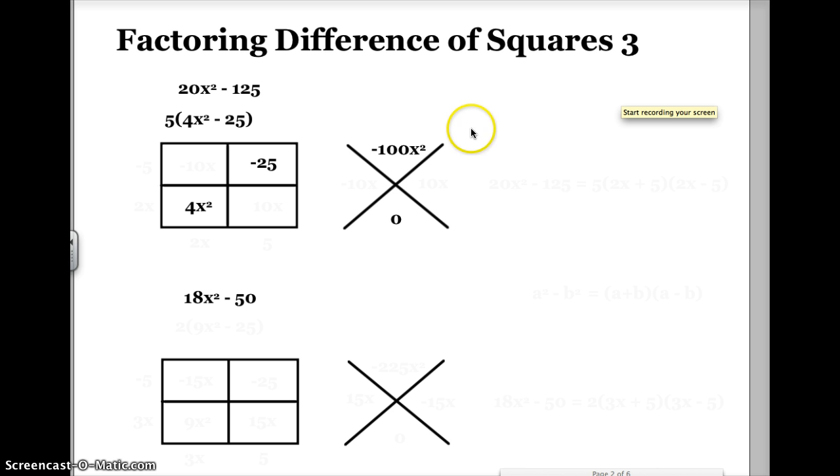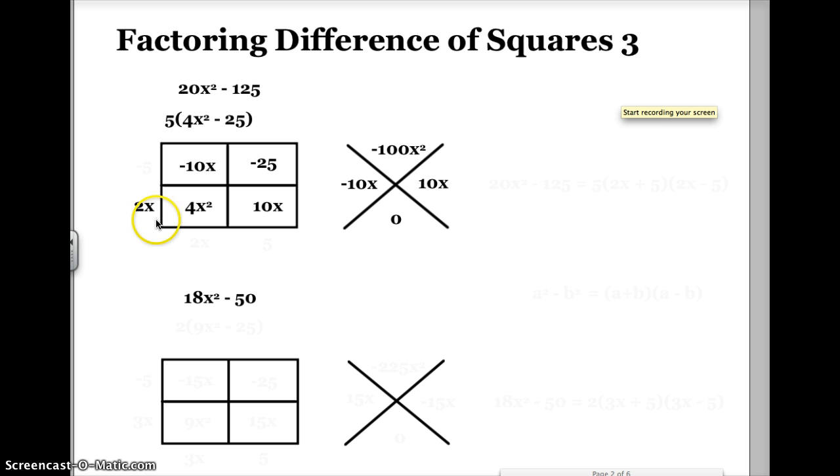Now let's look at this. In order to get a sum of 0, I have to add two numbers together that are opposites of each other. And 100x squared is a perfect square. So I can use a negative 10x and a positive 10x, because if I multiply a negative 10x times a positive 10x, that's how I get the negative 100x squared. Let's put those numbers into my generic rectangle. And when I do that, then I can factor something out of this bottom row. 4x squared and 10x both have a common factor of 2x.